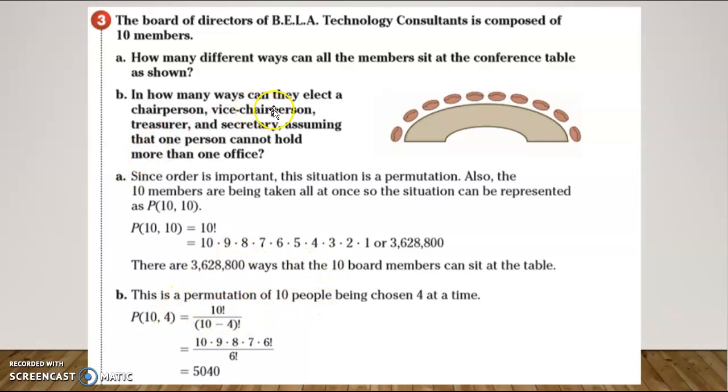Okay. In how many ways can they elect a chairperson, vice chairperson, treasurer, and secretary, assuming that one person cannot hold more than one office? Well, this is 4 people being chosen out of the 10, and because they have specific duties that they are supposed to be doing, it'll be 10 people taken 4 at a time.